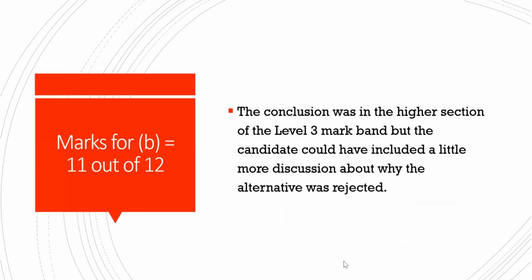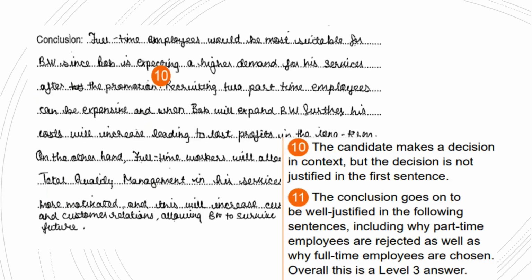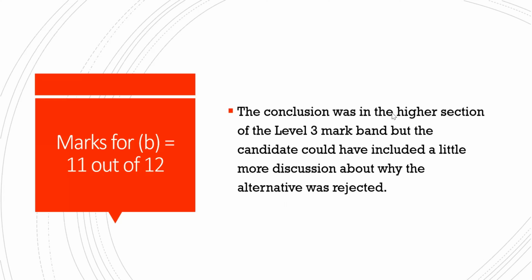Now, conclusion भी high level पे है, लेकिन अगर थोड़ा सा वो discuss और कर देता about the rejection, यहाँ पे उसने कहा है कि expensive हो जाएगा to part-time employees. क्यों expensive होगा? ये थोड़ा सा अगर explain कर देता कि how will it be expensive? अब उसने उसकी implication तो बता दिया कि वो बढ़ जाएगी, लेकिन why is it expensive if it is hiring two part-time employees? ये थोड़ा सा explain कर देता तो उसको मिल जाते हैं 12 on 12.